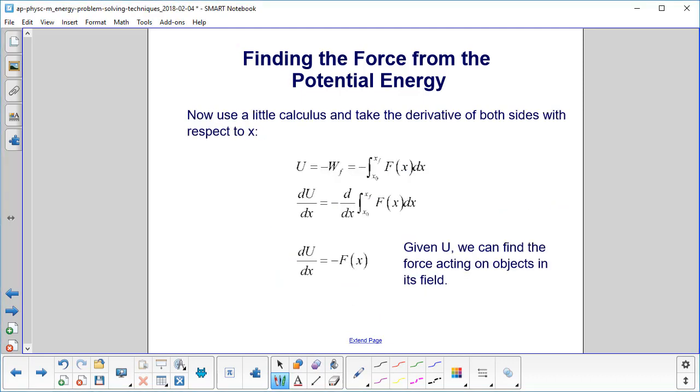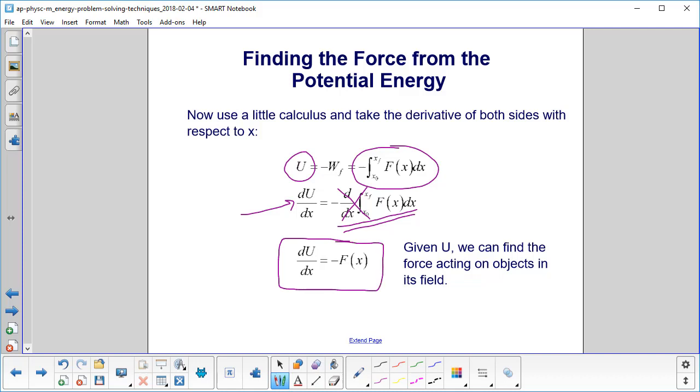We will now take the derivative of both sides of this equation, the derivative of this piece and the derivative of this piece, and we'll get dU/dx. And then over here we have d by dx of the integral, and these just cancel out. Again, math teachers would be far more rigorous than me, but I just want the answer. And we'll find dU/dx is minus F of x. So given a potential energy, we can find the force acting on objects that wander into its field.